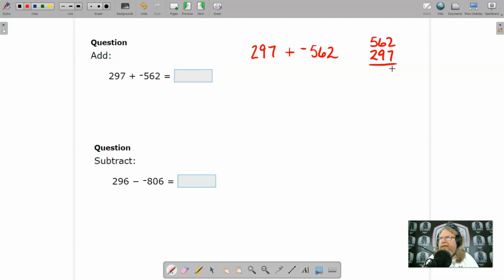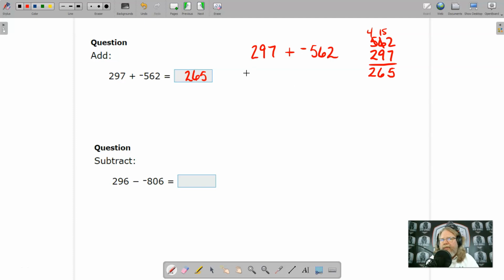So 12 minus 7 is 5, right? Yep, I had to borrow one. So this is going to become 15 whenever I borrow one from here. 15 minus 9, yeah, borrowed one. Yep, 15 minus 9 is going to be 6. 4 minus 2 is 2. So I end up with 265. Now the question is, should this be positive or should it be negative?